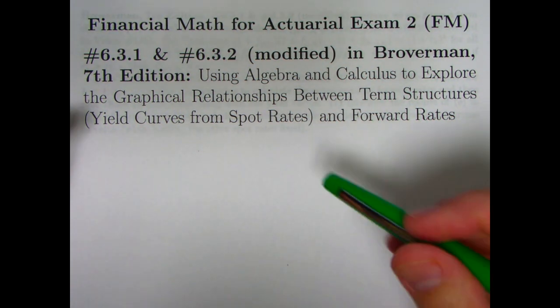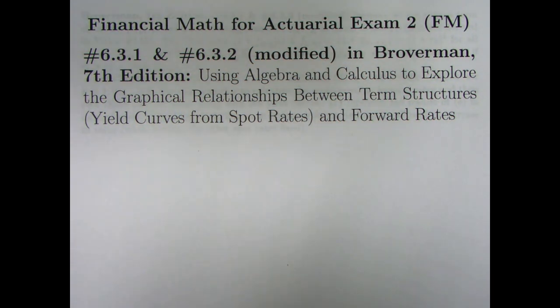Hello. In this video, I'm combining exercises 6.3.1 and 6.3.2 from Broverman, modified versions of them. I'm going to use algebra and calculus to explore the graphical relationships between term structures, which are yield curves that come from spot rates, and what we've been talking about recently, forward rates.